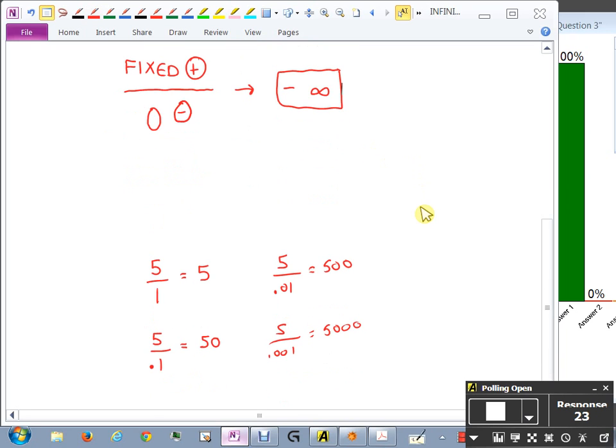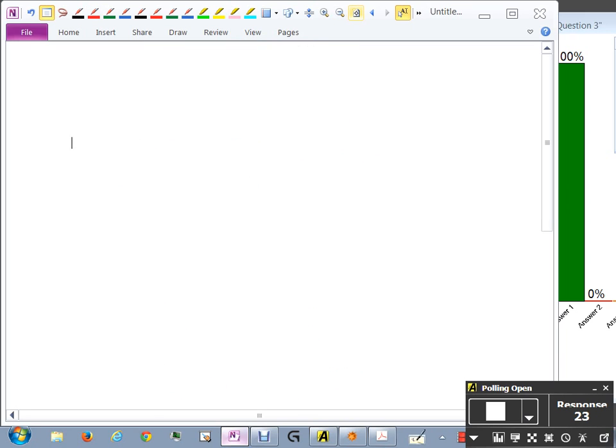All right, so let's try the same sort of problem. If I come in from the other side, or you know what? Let me do this. I'm going to change the problem a little bit. The limit as x goes to negative 2 from the left of x squared plus 4 over x plus 2.